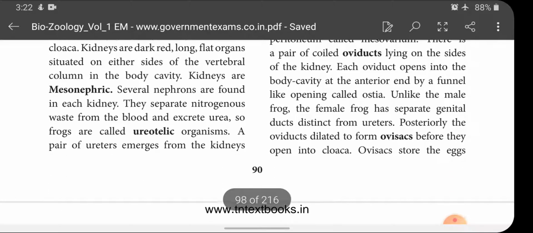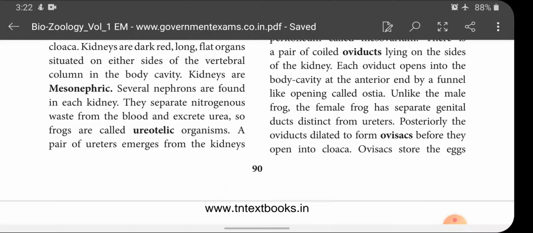The type of kidney is mesonephric. Several nephrons are found in each kidney. They separate nitrogenous waste from the blood and excrete urea. So, frog is called as ureotelic organism. The kidneys consist of several thousands of nephrons. The nephron separates the nitrogenous waste from the blood and excretes the urea. Since the frog excretes urea as its nitrogenous waste material, it comes under ureotelic organism.